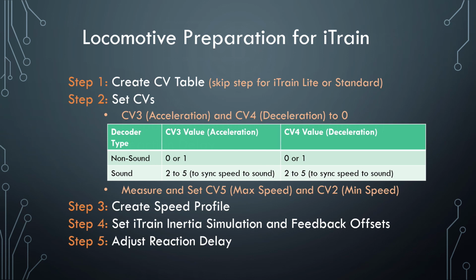In the previous tutorial, we went through the first four steps in preparing a locomotive for use in iTrain. In this tutorial, we'll look at how to adjust the reaction delay.